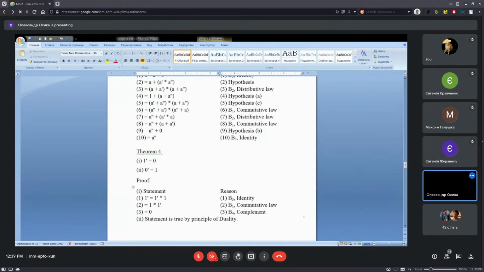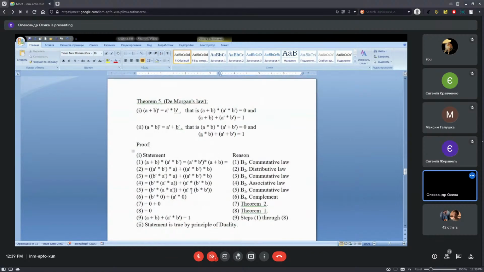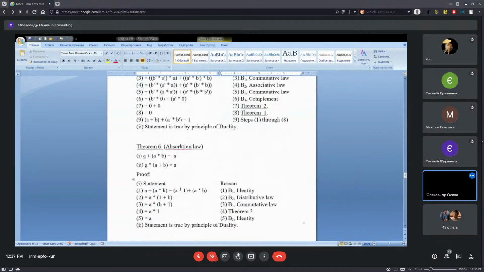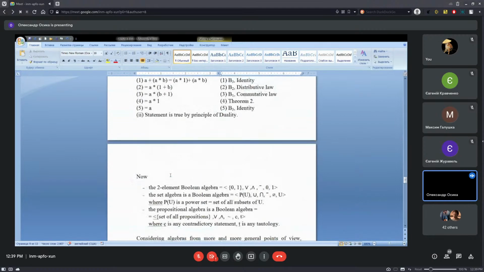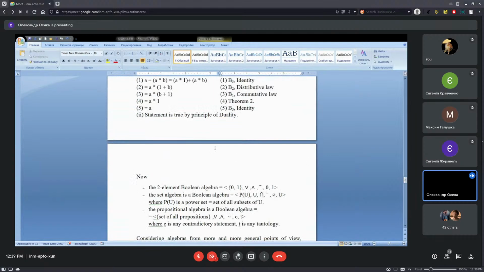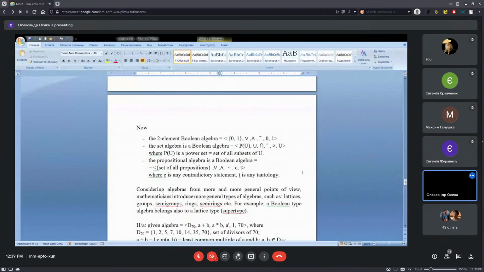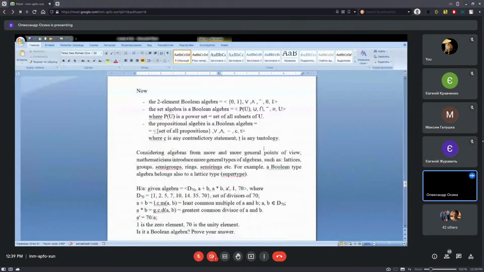And here I show 1 prime is 0, 0 prime is 1, it is like that. De Morgan laws, we prove them like that. Absorption laws, here is the proof. Okay, I will not discuss it now. I ask you to do it at home yourself.